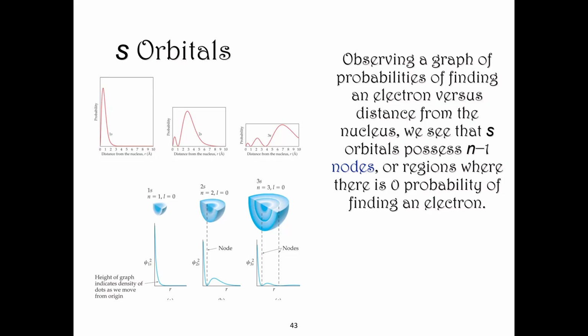And we're going to see that the number of nodes for the s orbital is just going to be equal to n minus 1. So if we had the 4s, we'd see a third node, 5s, a fourth node, and so on from there.